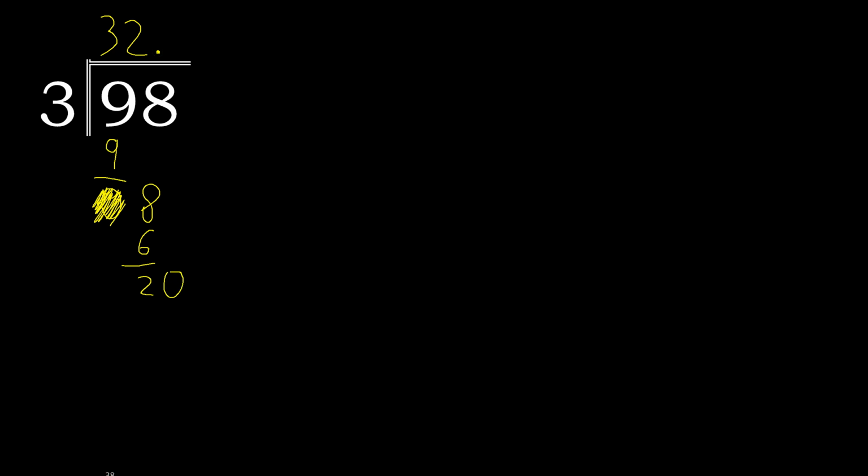20. 3 multiplied by 7 is 21, which is greater. 3 multiplied by 6 is 18. Subtract, it is 2. Always complete with 0. The point is here. 20. 3 multiplied by 6. Subtract, complete.